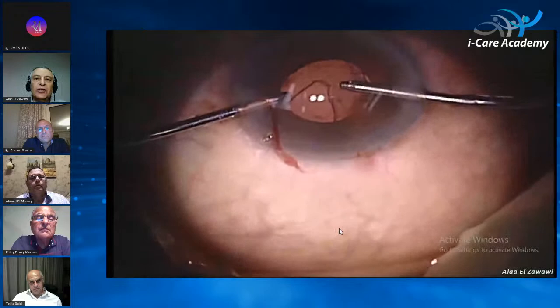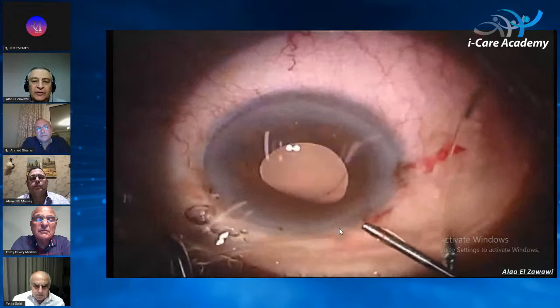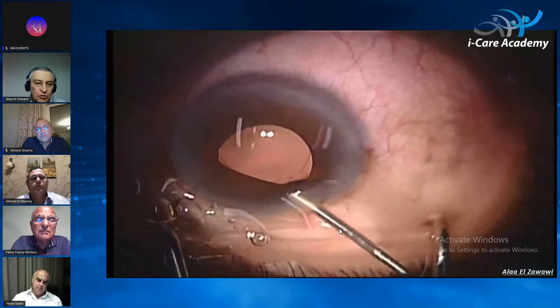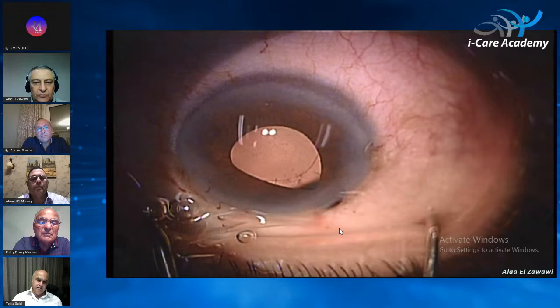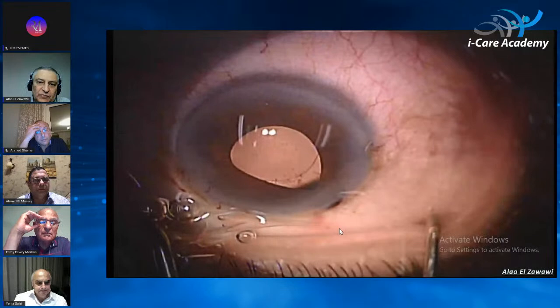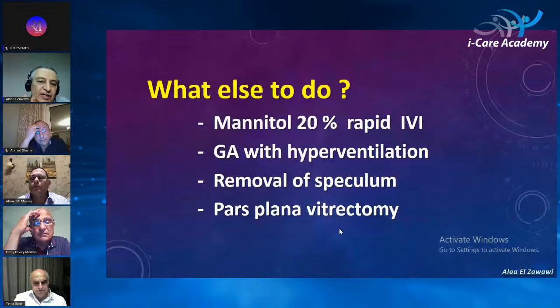Finally, I managed, although it was somewhat difficult, to get rid of all the cortex. And then I was prepared to put the IOL with viscoelastic. There was no space to put the IOL. The iris is stuck to the cornea. What I did actually is mannitol by rapid intravenous injection and general anesthesia with hyperventilation.